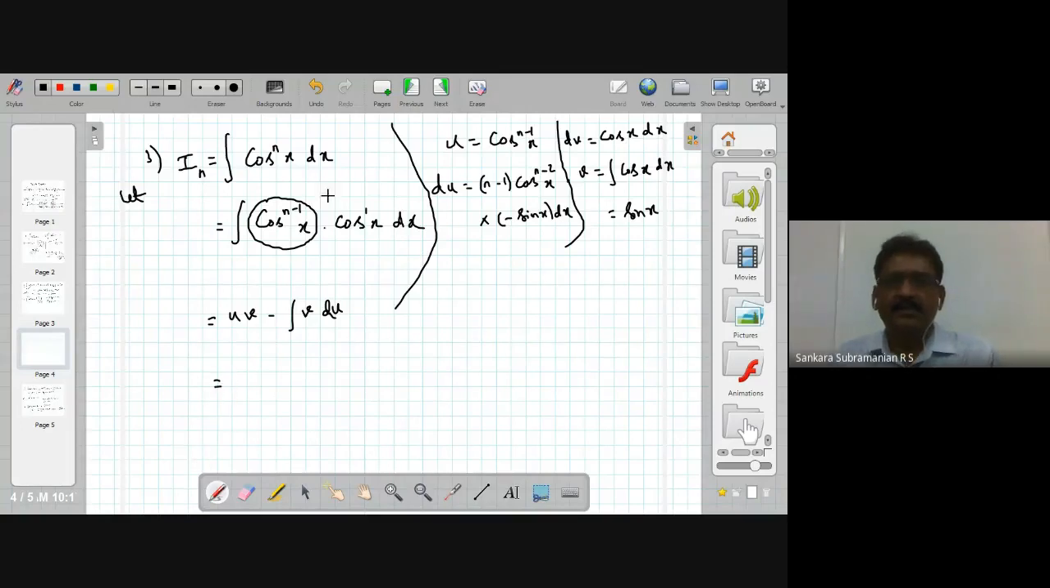Which means that here u is cos to the power n minus 1 x. And what is v? v is sin x. uv minus integral v du. v is sin x, and du has a minus, so this becomes plus. n minus 1 is a constant, you put it outside the integral, and you have sin x. So already we have sin x becoming sin square x, and this is cos to the power n minus 2 x dx.